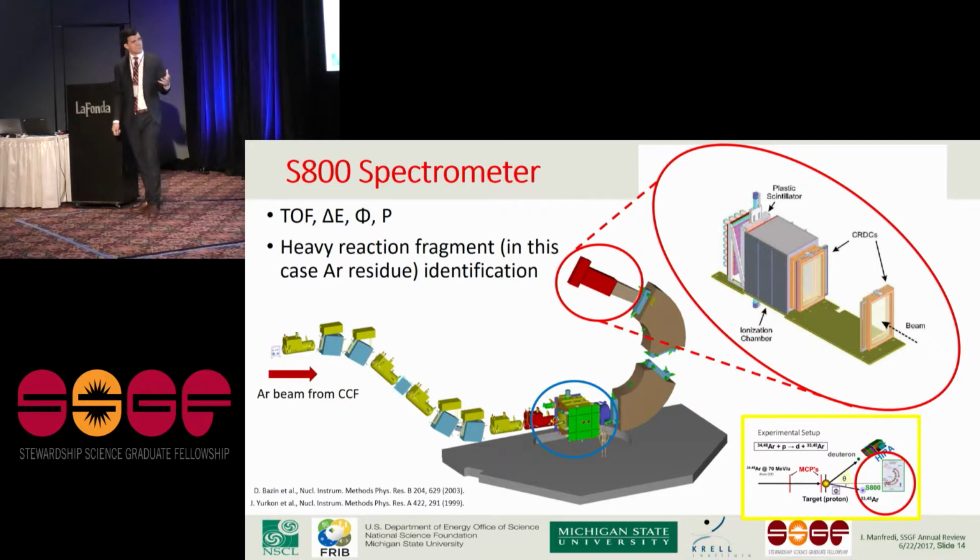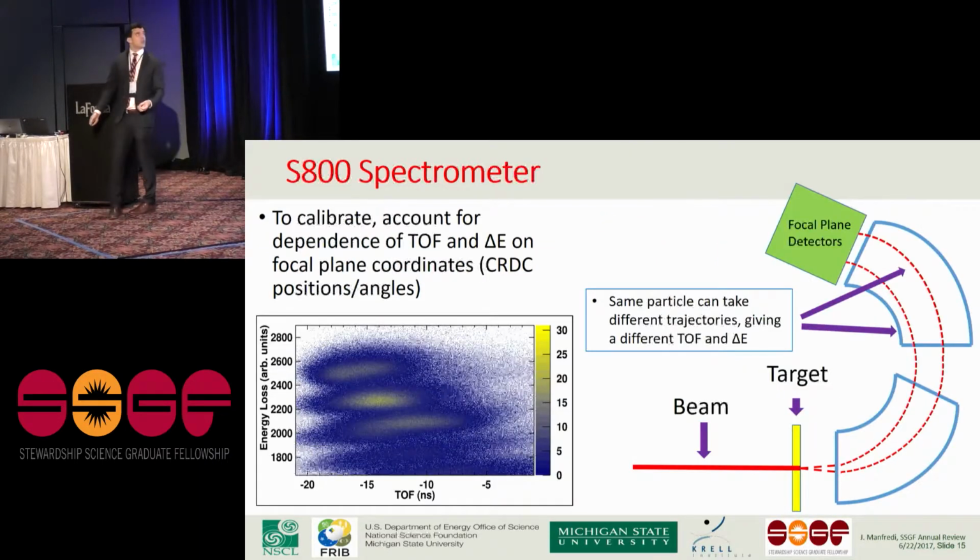So we have these gas detectors called CRDCs that are for keeping track of the position of the beam, position sensitive. We have an ionization chamber for keeping track of energy loss. And then we have a scintillator that we use for time of flight. So then we can use all these different quantities that we measure to identify the beam or the argon nucleus or whatever kind of nucleus is passing through the spectrometer. So if we try to do that right away, we compare the time of flight here on the x-axis and the energy loss on the y-axis.